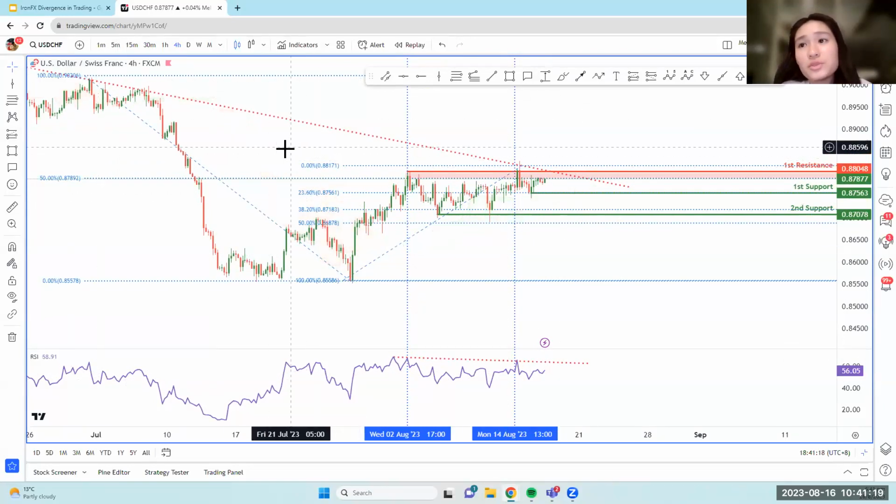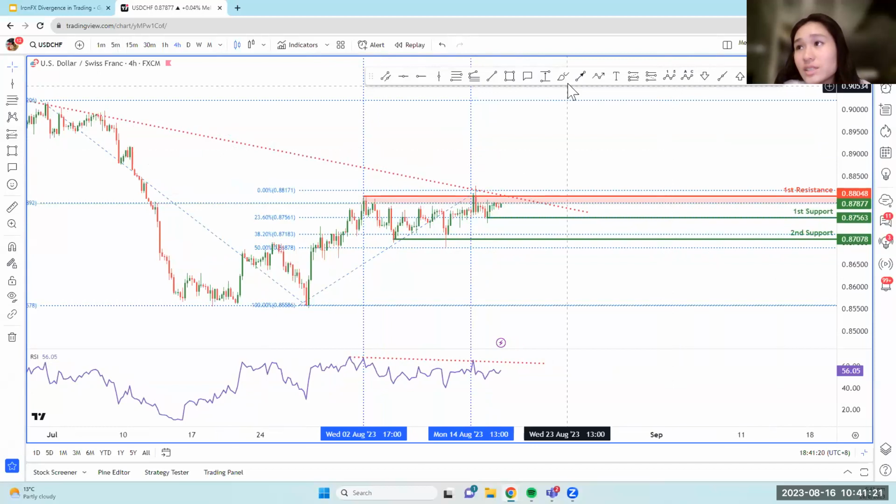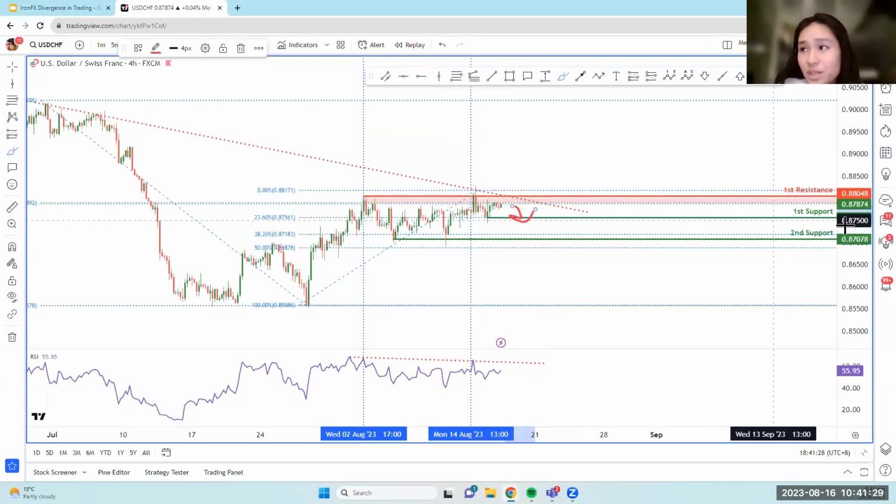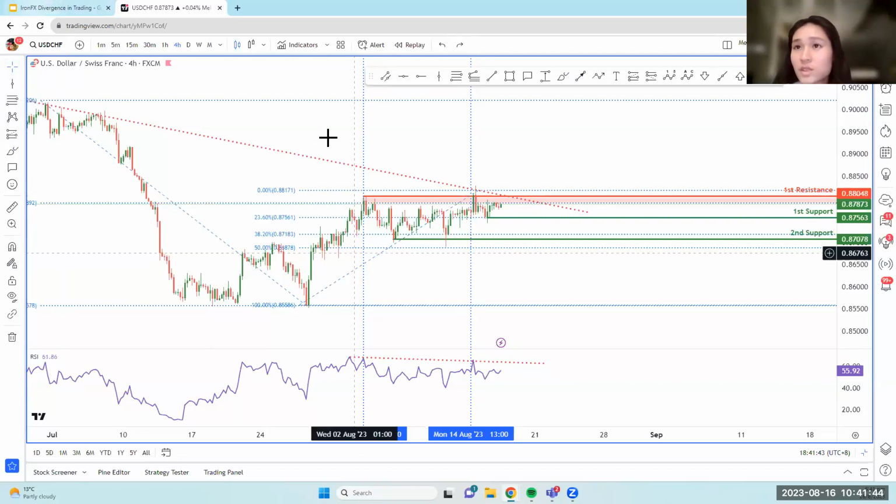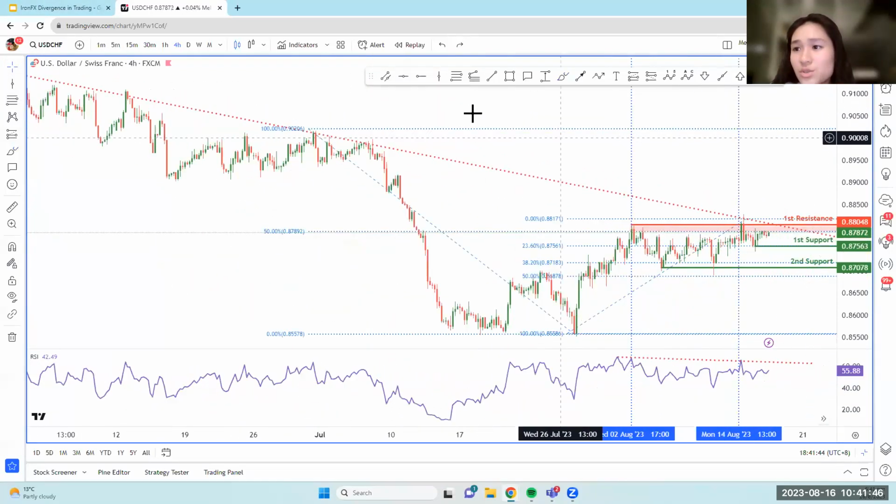So I'm going to remove our Ichimoku because it doesn't support our analysis. Price is currently testing our first resistance. It's likely to continue to test it and then reverse off of it and head towards our first support. Let me know if there are any questions so far.